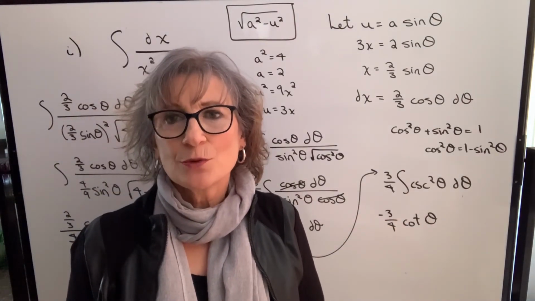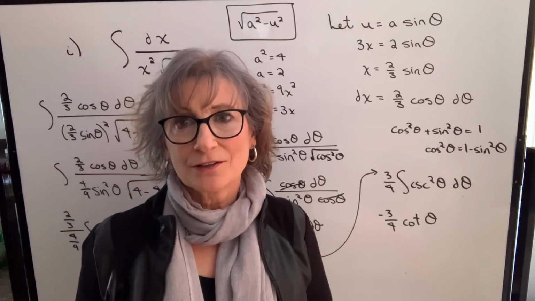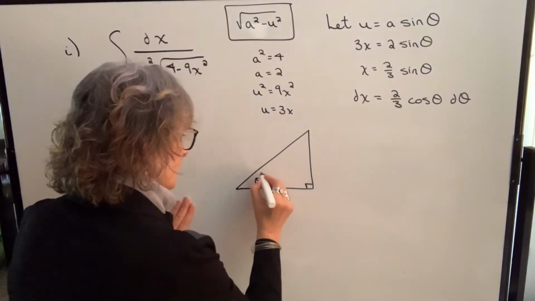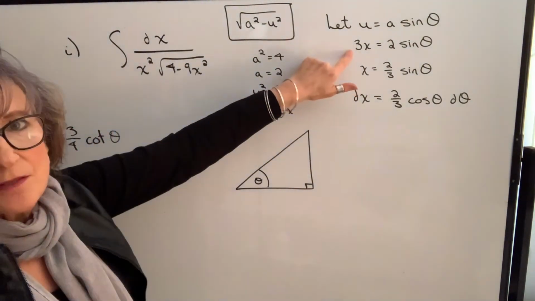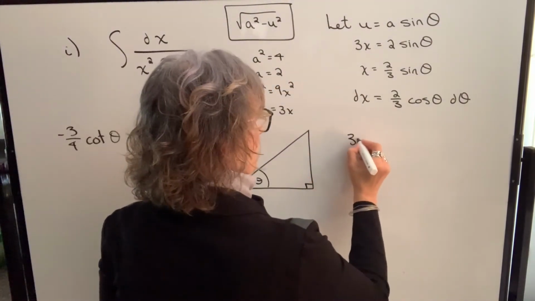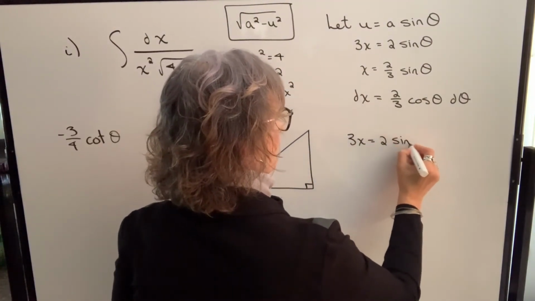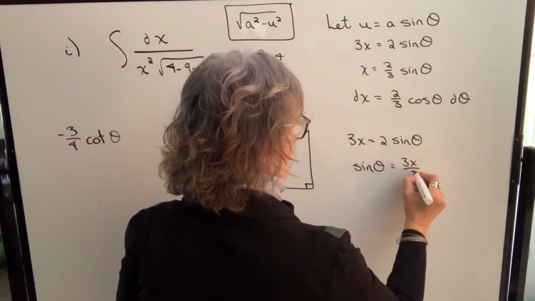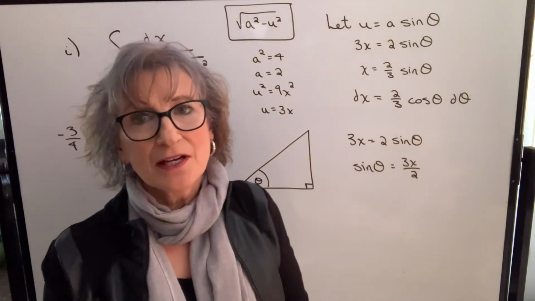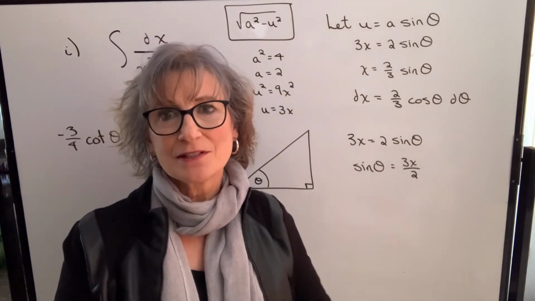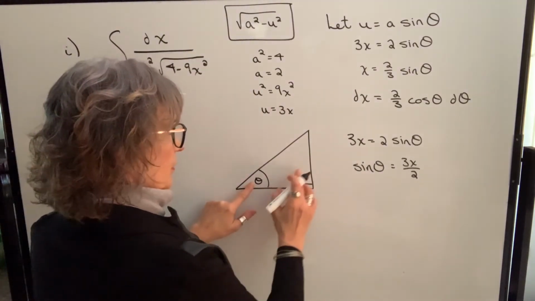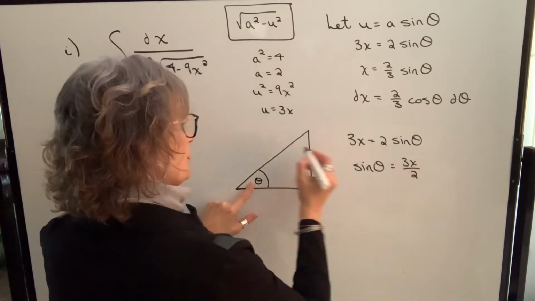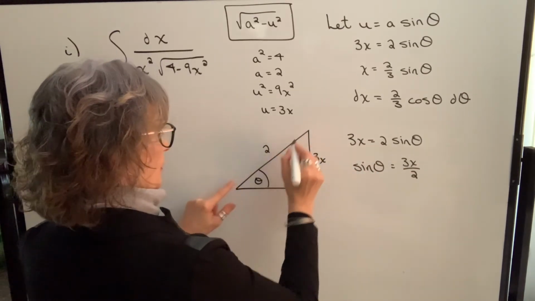In order to do that, we need to express theta and x in terms of our right triangle. So in order to define the sides of my right triangle, if theta is this angle here, I need to go back to my substitution. I know that 3x is equal to 2 times the sine of theta. Therefore, the sine of theta will equal 3x divided by 2. We know that the sine function is the ratio of the opposite side to the hypotenuse. So in terms of our right triangle, the opposite side is this side, and that's 3x, over 2, which is the hypotenuse, which is here.